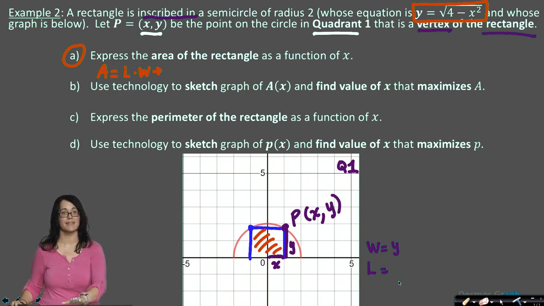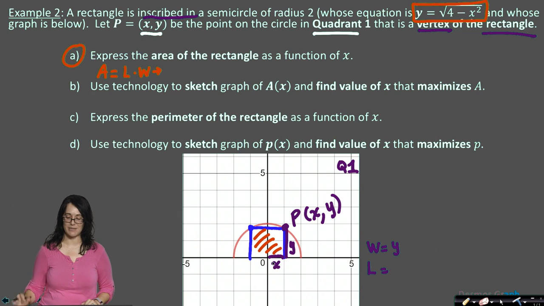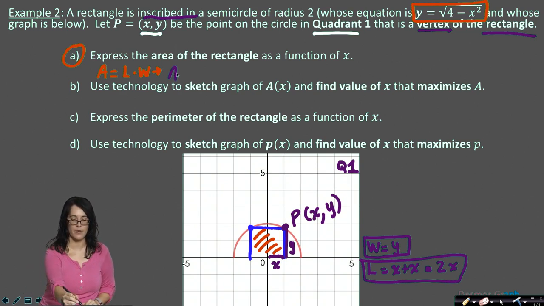Because the rectangle doesn't just stop and start in the first quadrant, right? It goes into quadrant two as well. So the rectangle is actually going to have a length, not just of x, but of, what is it? That's right, 2x, because of symmetry. So x plus x, if you want to write it out slowly, or just 2x. So if you recognize the width is your y and the length is your 2x, you can now plug into your formula for area. Now area would be equaling the length, which is 2x, times the width, which is y.